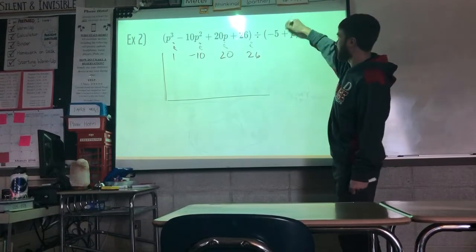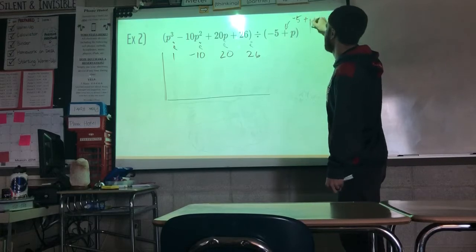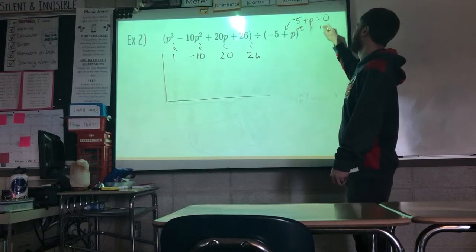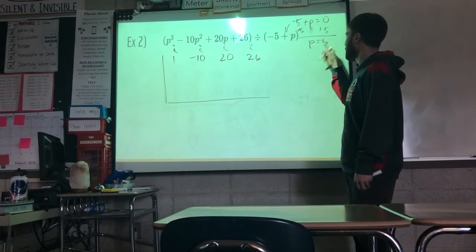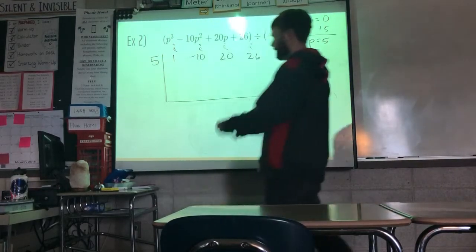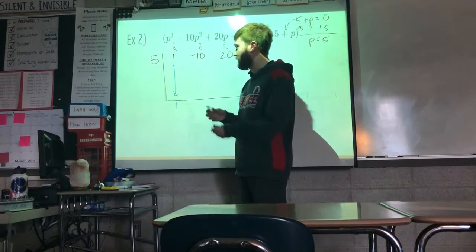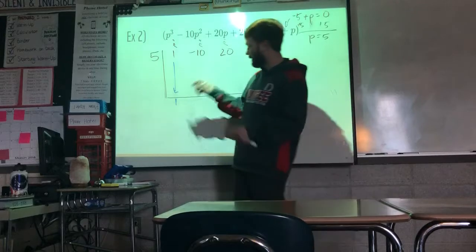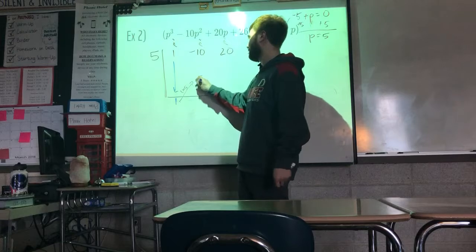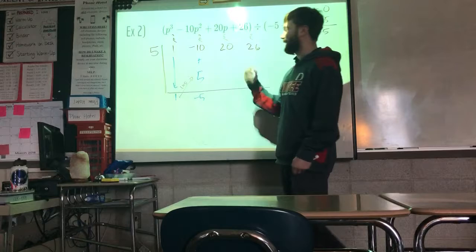And then, like Ms. Neubauer said before, I'm looking at when this thing is 0. If we look at this, when is this going to be 0? Well, I can add 5, so I get p equals 5. This is my c term that I'm going to write outside here. I'm going to start by bringing down my first coefficient. Then I'm going to multiply 1 times 5, which gets me 5. And then I'm going to add down, which is going to be negative 5, and then repeat that process.